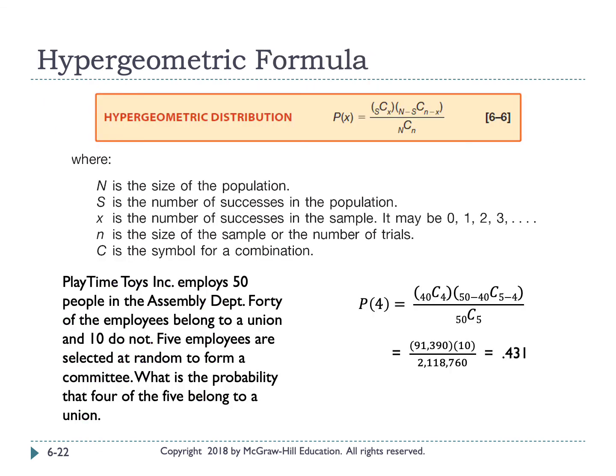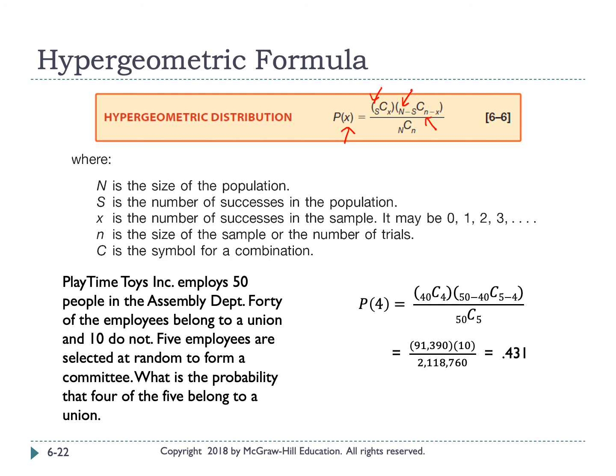Let's look at an example of the hypergeometric distribution. You have the probability of x. What is this x? X is the number of successes in the sample. S is the number of successes in the population. You have a combination C, and then you have capital N here. Capital N refers to your population, and small n refers to your sample.